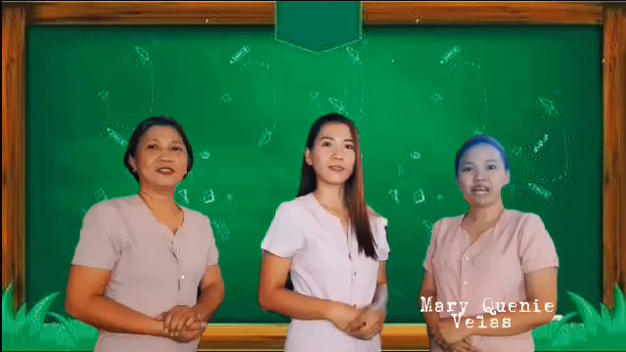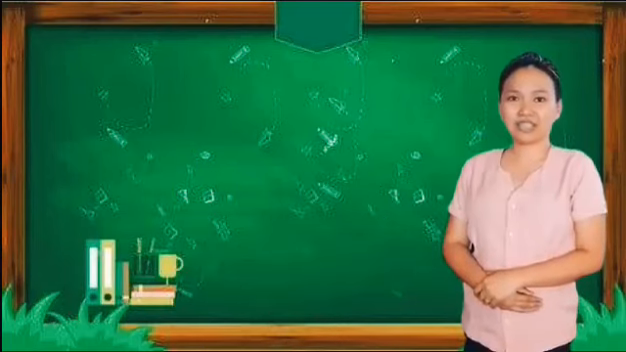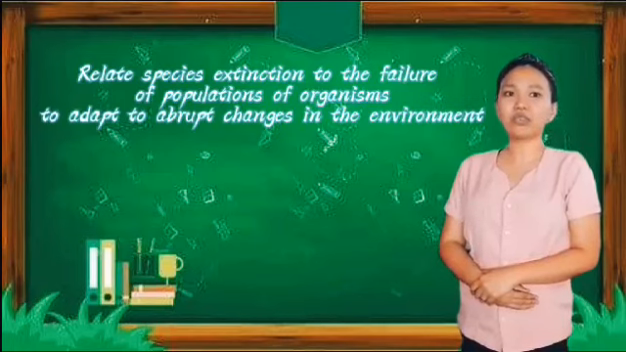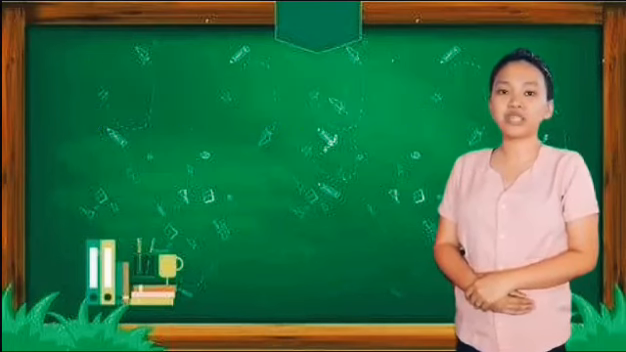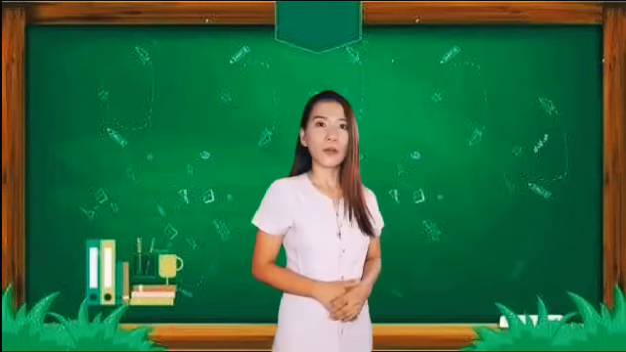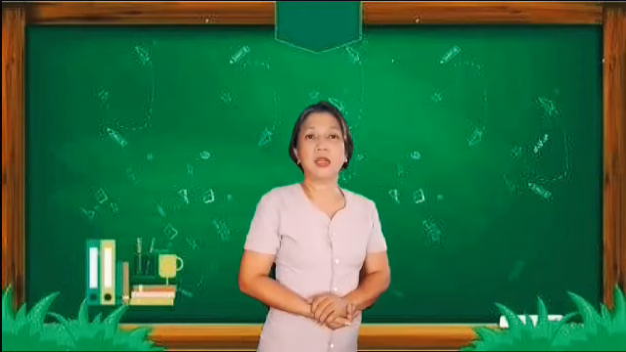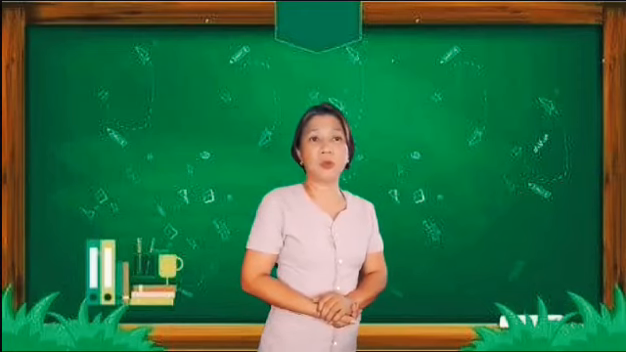For this lesson, you are expected to relate species extinction to the failure of populations of organisms to adapt to abrupt changes in the environment. Grab your notebook and pen and get ready for another amazing discussion. If you're ready, let us start our discussion by defining some terms that we will encounter in this topic.